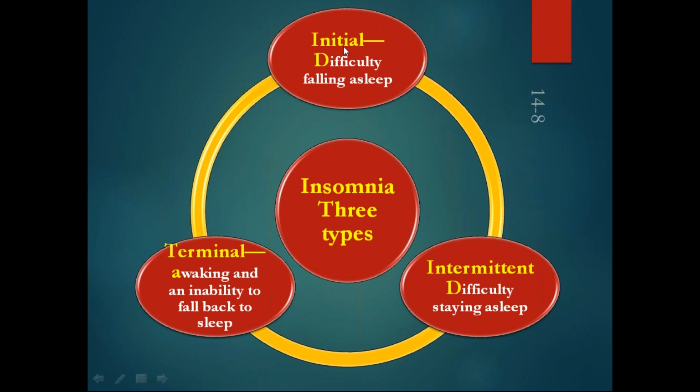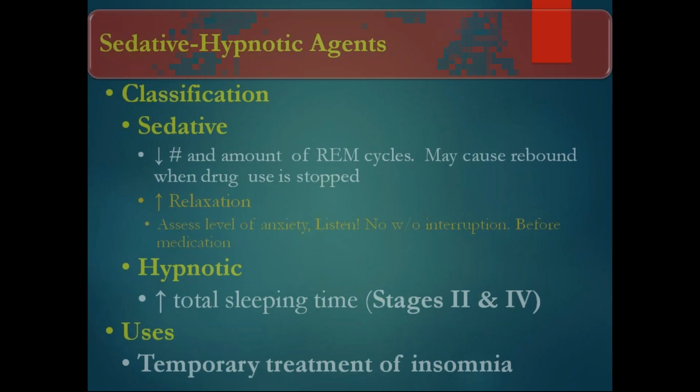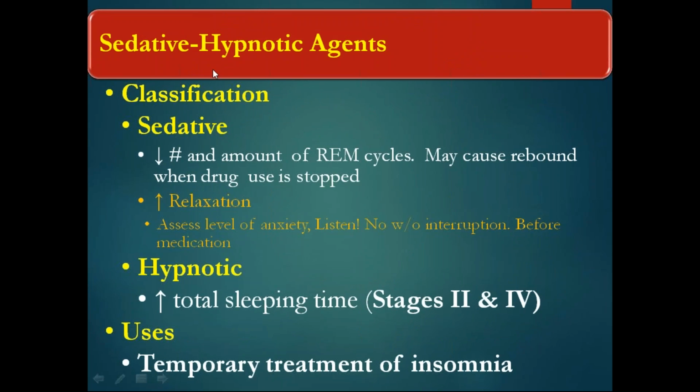Insomnia types: initial, so you cannot start sleeping. Terminal, that means you were sleeping and then you wake up and you cannot go back to sleep again. And intermittent is that you sleep, you wake up and sleep, wake up and sleep. So those are three types of insomnia that are going to be treated with some medications we are going to see now. So we have sedative and hypnotic agents.